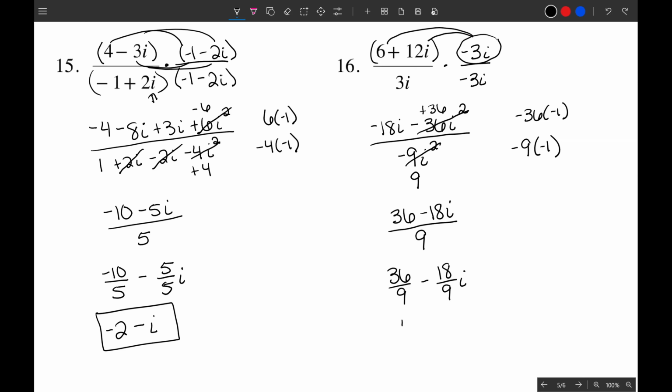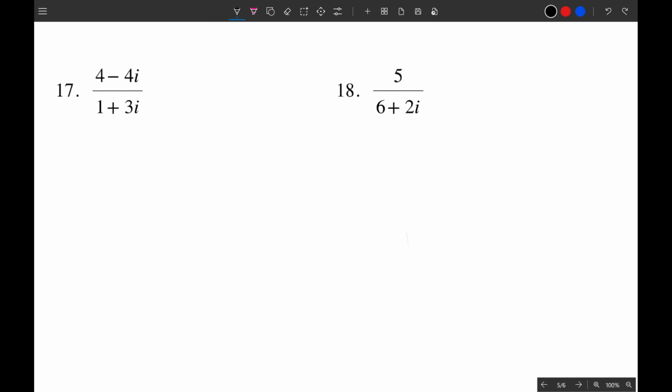36 divided by 9 is 4. 18 divided by 9 is 2. And then we have our i. Sometimes they don't divide evenly, and that's fine. All right, I believe the next two examples will show us that.